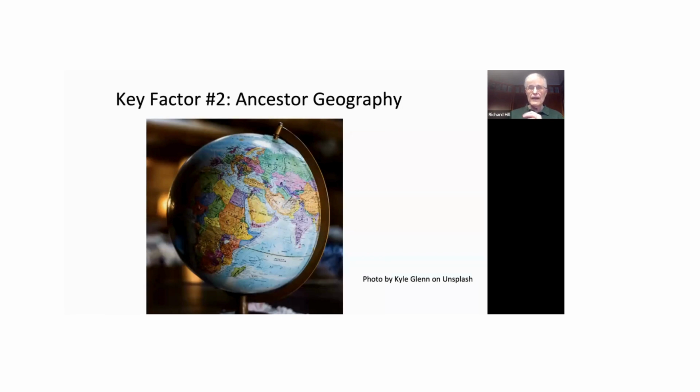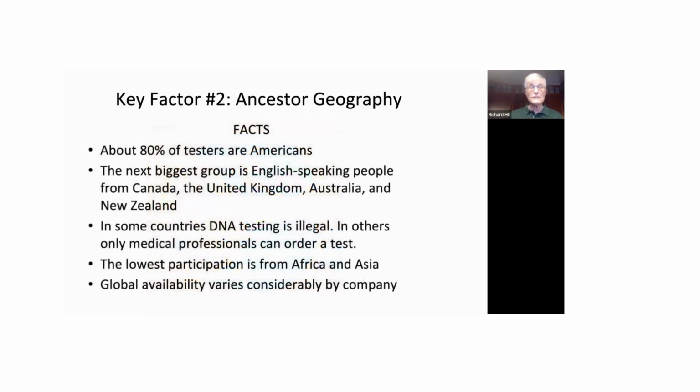The second key factor is ancestor geography. Where your ancestors lived in the world will affect your DNA test results. Well, first, let's discuss some facts. About 80% of the testers on these tests are Americans. The next biggest group is English-speaking people from Canada, the United Kingdom, Australia, and New Zealand.